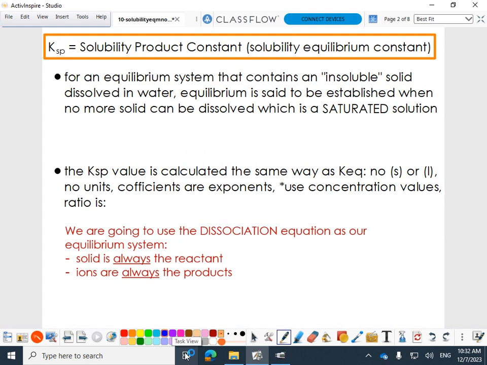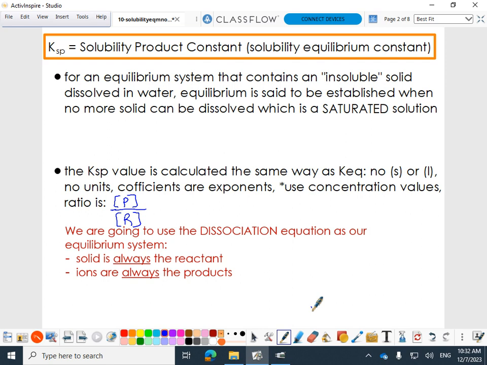But it's calculated the same way as KQ. No solids or liquids, no units. Coefficients are exponents. We're going to use concentration values. The ratio is still products over reactants. So next week when we do applications, we'll still look at what happens when one side is favored over the other, how can we get the equilibrium to shift according to Le Chatelier's principle. So we're going to do all that stuff again, just in terms of a solubility equilibrium.